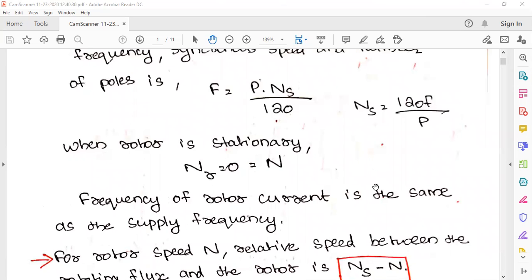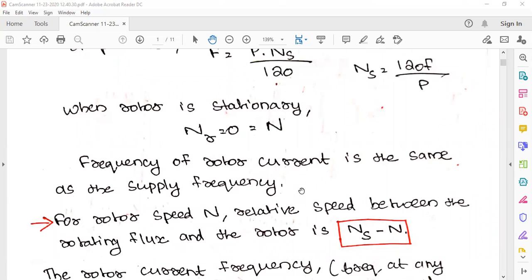When the rotor is stationary, that means the speed of the rotor is 0. That is nr or n. In some textbooks they refer to it as nr, some say n2, or some simply say n. So the frequency of the rotor current is the same as the supply frequency. At the standstill condition, when the rotor is not moving, the frequency of the rotor current is the same as the supply frequency. So listen carefully. When the rotor is at standstill, that is slip is equal to 1 and n is equal to nr is equal to 0, the frequency of the current is the same as the supply frequency.